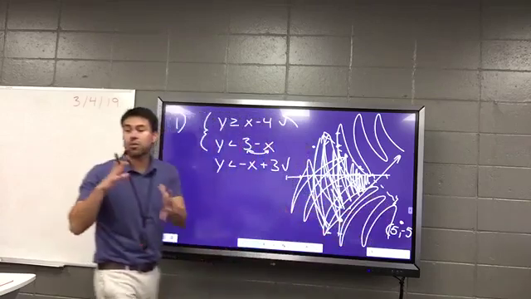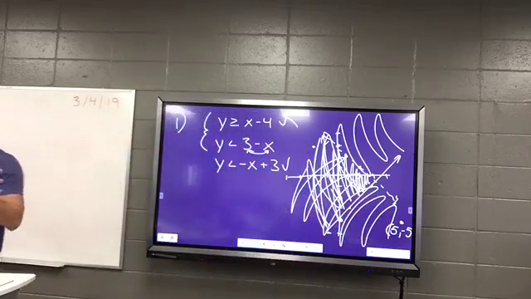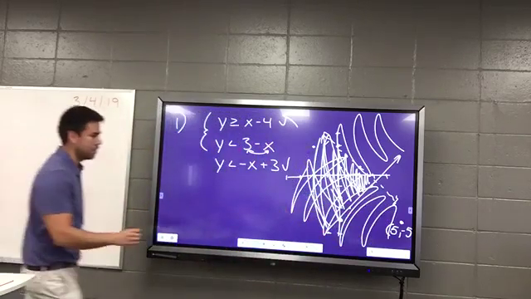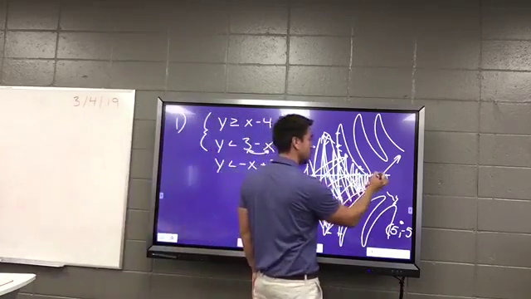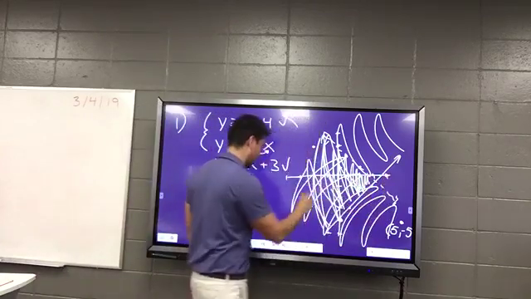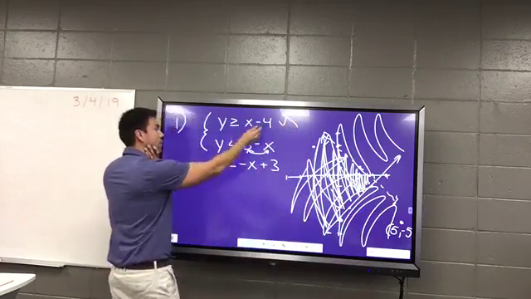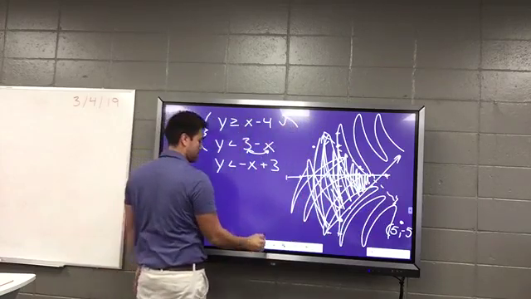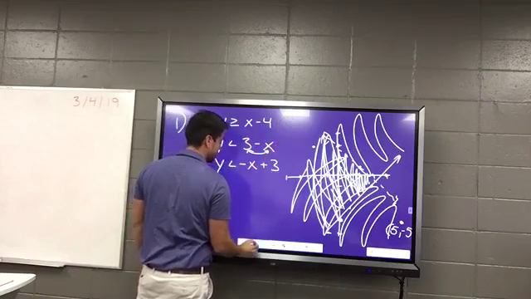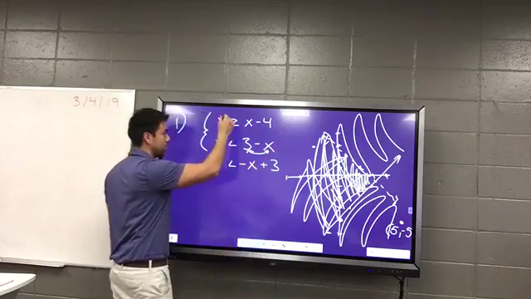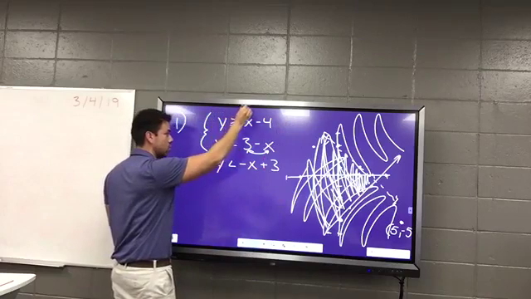Does anyone know a point that will not work on either one? Yep, Philip. Let's go 1, 2, 3, 4, 0. So like right there. I hope my graph is good. Okay, what's 4 minus 4? 0. Okay. Is 0 greater than or equal to 0?